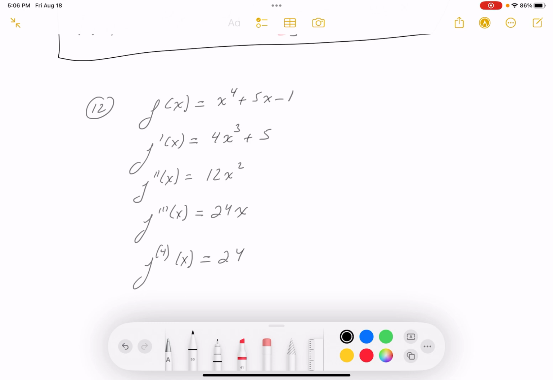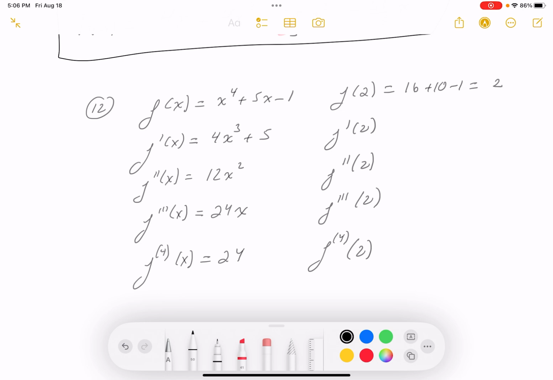That's 24. What do I do now? Evaluate these things at the center, and the center is 2. And again, it may be tedious, but an evaluation is in order here. Let's see, 2 to the 4th is 16, plus 10, minus 1 is 25. What do you get here? We get 4 times 8, which is 32, plus 5, which is 37.